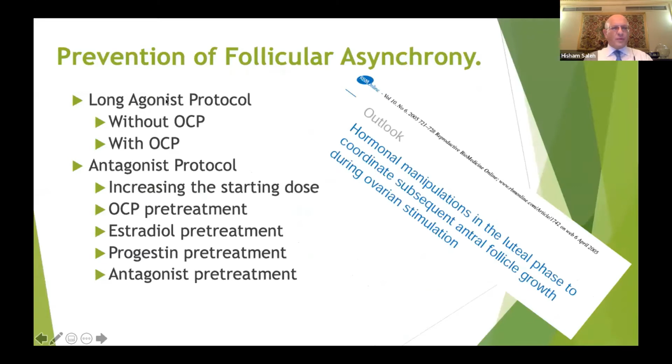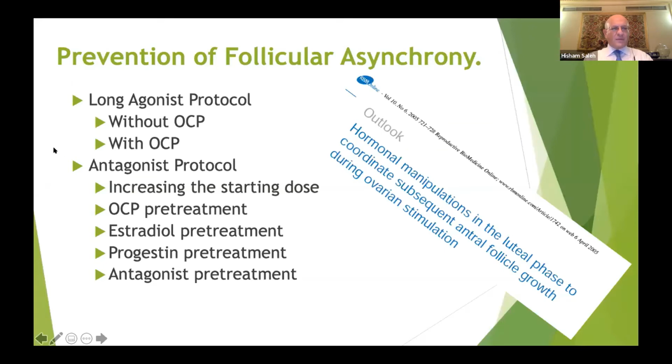With the long protocol, synchronization is much easier because the long protocol in itself inhibits endogenous FSH in the luteal phase. That's to say, you will not have exposure of the antral follicles to endogenous FSH, and synchronization will be much easier. Whether you use oral contraceptive pills or you don't use oral contraceptive pills with the agonist protocol, synchrony will be achieved by merely using the agonist protocol.